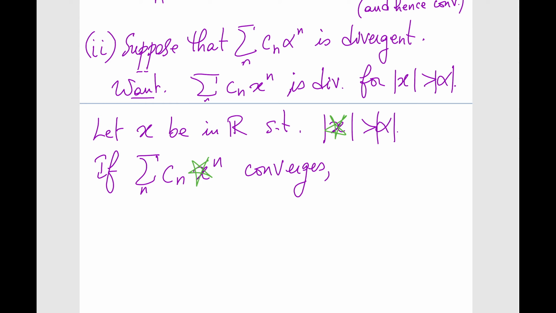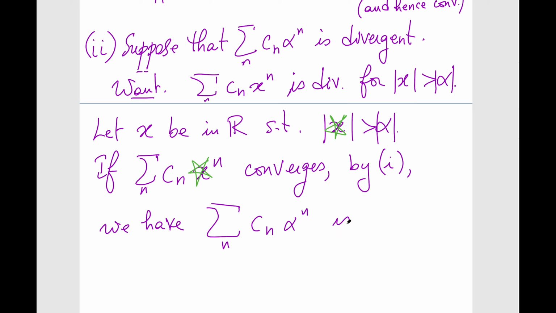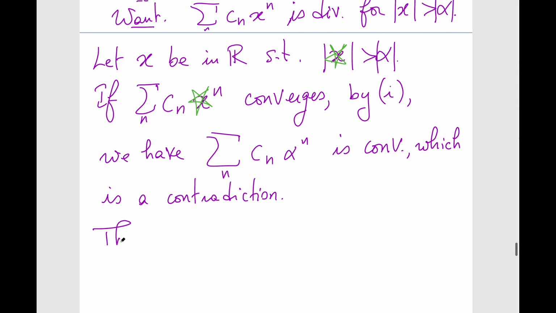So by property 1, we have that this series is convergent, correct? If you use property 1 with the x there to be our alpha and the x there to be our x, you must get this, right? Which is a contradiction. So I assume that this is convergent and I get a contradiction. What does it mean? It means that this must be divergent. So what we want is correct. Thus, this series must be divergent.